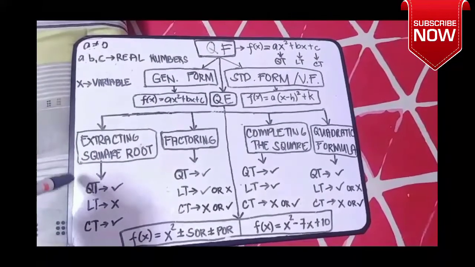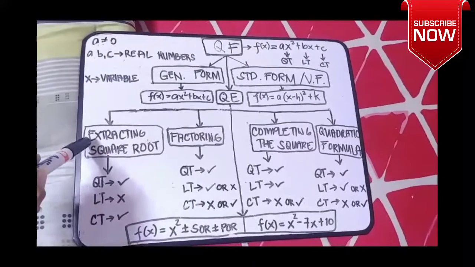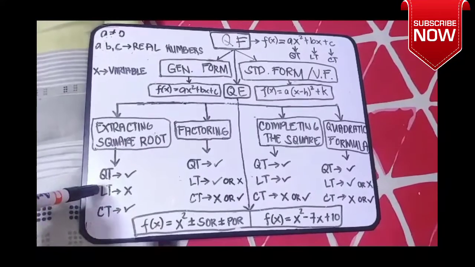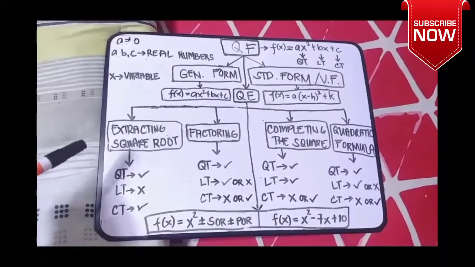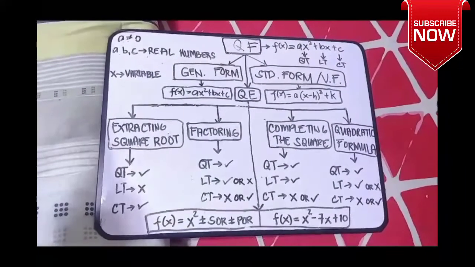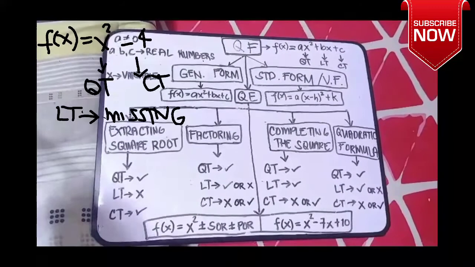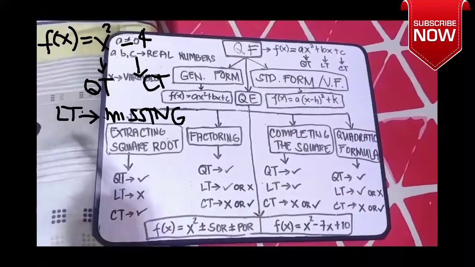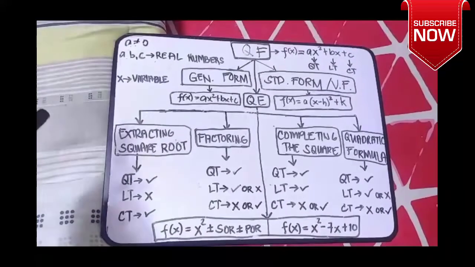Okay, so let's now consider the cases. Gagamitin natin ang extracting the square root kung ang linear term is missing habang ang constant term is present. Tulad na lang ng sample natin na f of x is equal to x squared minus 4. X squared is the quadratic term and negative 4 is the constant term. And in that case, absent or missing ang linear term. That's why ang nagamit natin na method is extracting square root para diretso na siya masolve yung value ng x.